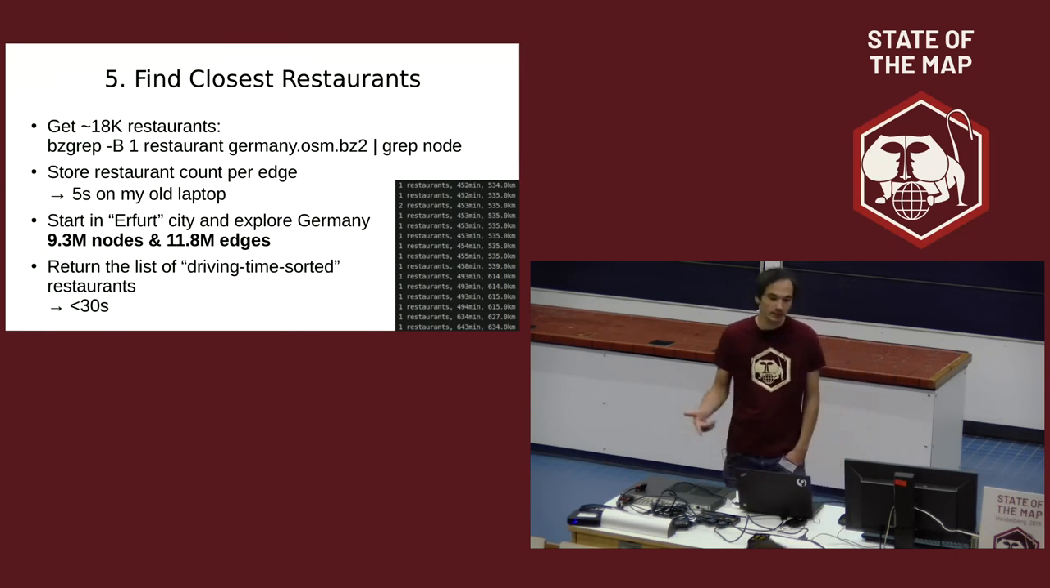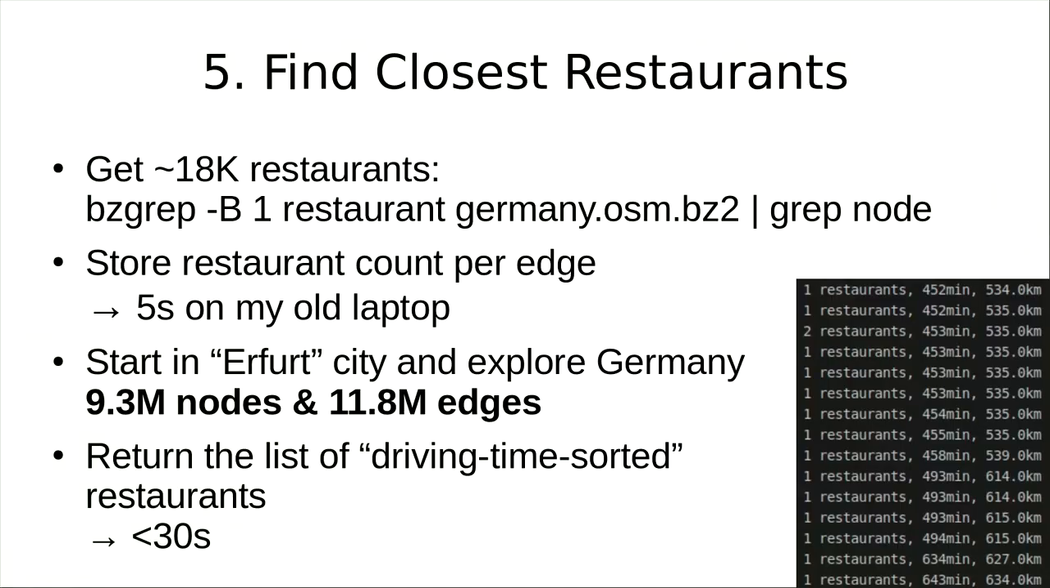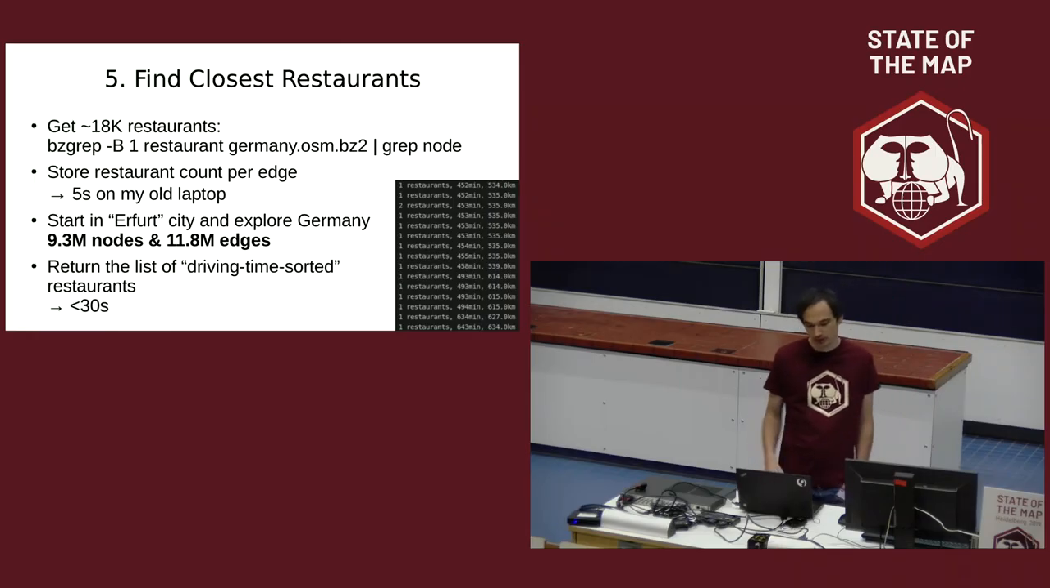And now we come to the massive data scaling part. What you usually want is to find the closest restaurants within a few minutes of walking distance, or even, I don't know, 10 minutes driving time. And I found this too boring. I just grabbed all the restaurants in Germany and put them in GraphHopper storage, and then started the exploration in some middle city in Germany. It's Erfurt, and explored Germany. So this means 9 million nodes and 12 million edges. And with the help of GraphHopper, I was able to return a list of driving-time-sorted restaurants in under 30 seconds. So those roughly 20K restaurants could be easily returned and sorted not only by beeline distance, but by driving time distance or whatever you have as the cost function.